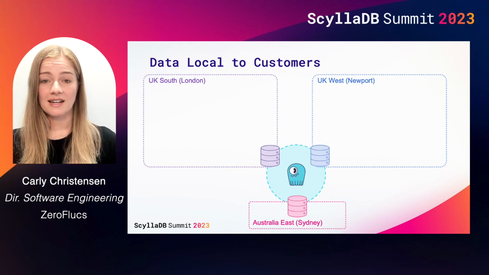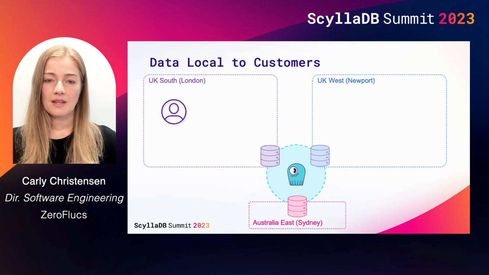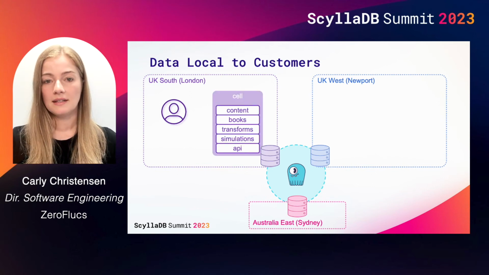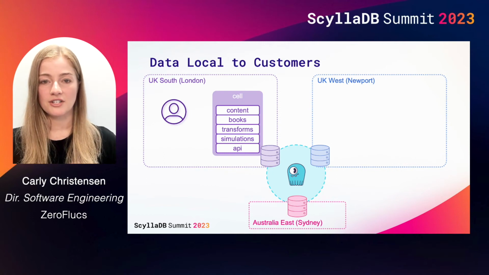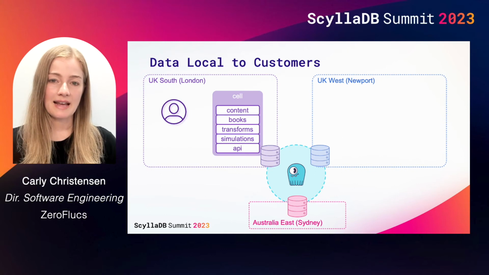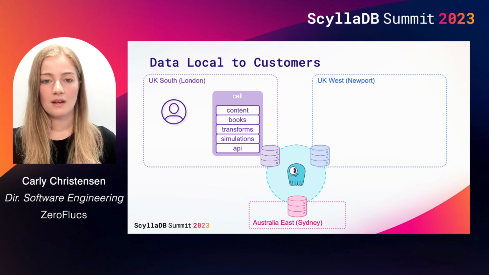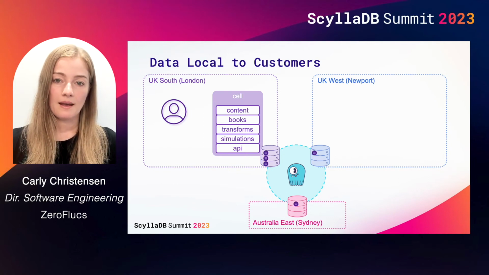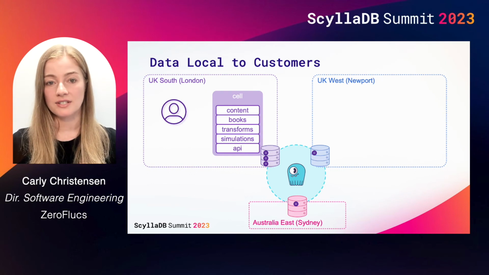Just to illustrate that idea, let's say we have a customer in London. We will place a copy of our services, which we call a cell, into that region, and all of that customer's interactions will be contained in that region, ensuring that they always have low latency. We'll place multiple replicas of their data in that region, and we'll also place additional replicas of their data in other regions. And this will become important later.